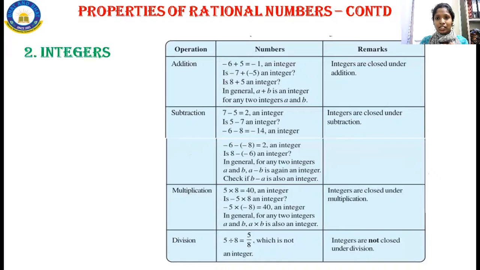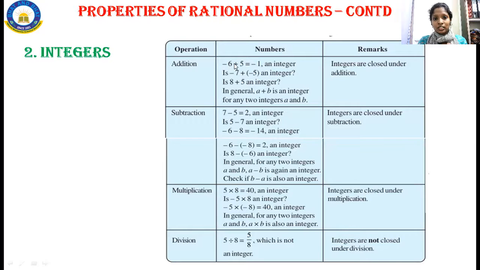Next, we will see the properties of rational numbers. The first property, for the second subtype, that is integers. In the closure property, right now we learned about the whole numbers, and now we are learning about the integers. In integers also we have four operations, that is addition, subtraction, multiplication, and division. So when I come to addition, minus 6 plus 5, which is equal to minus 1, because plus into minus is minus, so 6 minus 5, it is 1.